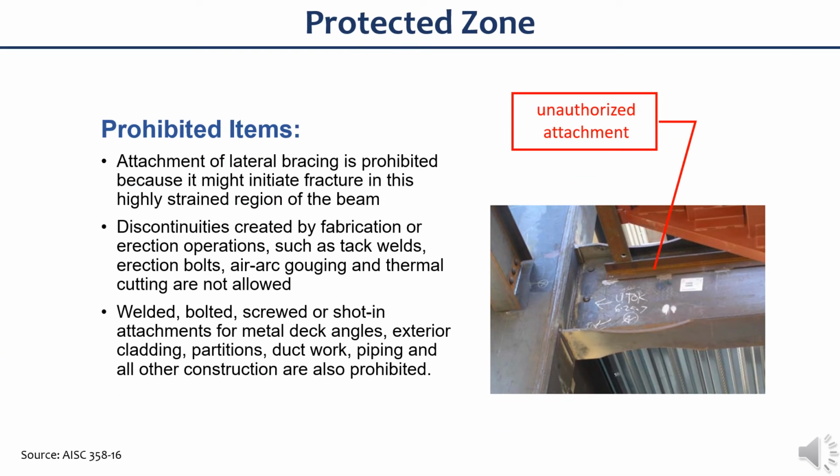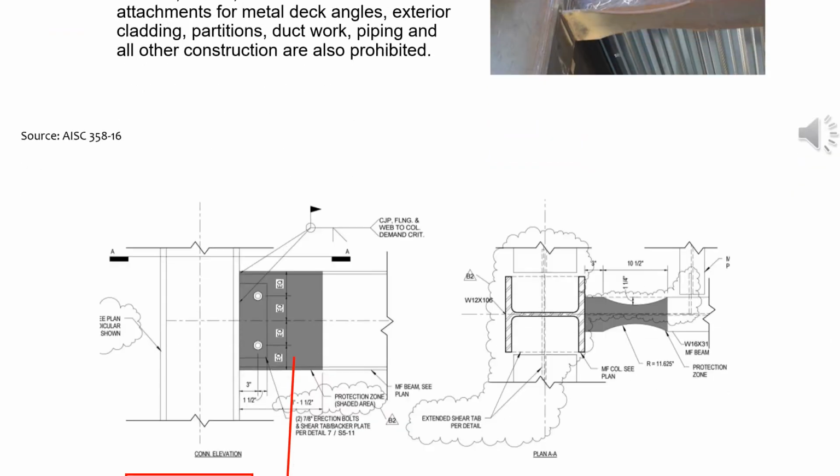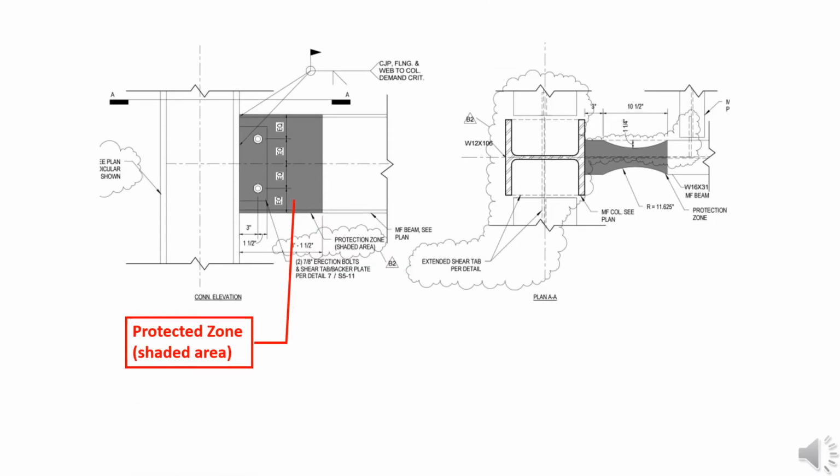Another pre-qualification limit is the protected zone. This zone in SMF is the location where plastic hinging of the beam develops that is away from the face of the column. In most pre-qualified connections, the listed items on this slide are prohibited. As you can see in the picture on the right, there is an unauthorized attachment within the protected zone of the dog bone connection. So to prevent that from happening, the EOR should show this typical detail in the design drawings. So the protected zone should be highlighted similar to the picture here.